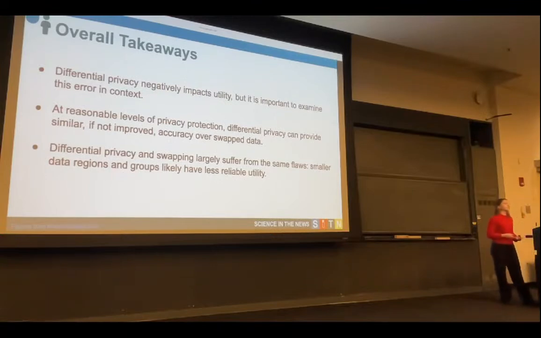We also see that differential privacy and swapping largely suffer from the same flaws. So smaller regions and smaller groups have less utility, or less accuracy. But differential privacy is much more consistent in this way and transparent about this behavior, whereas we're unable to understand these behaviors for swapping in the same way.